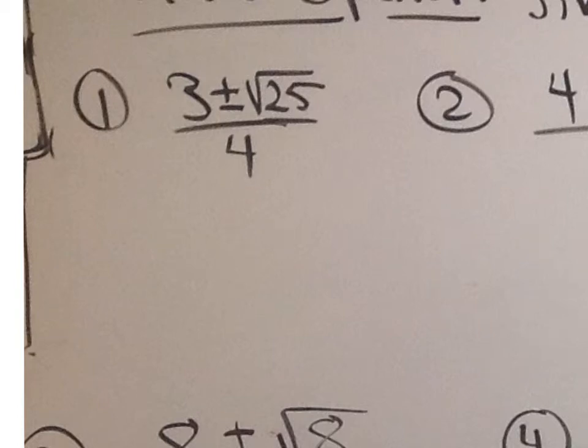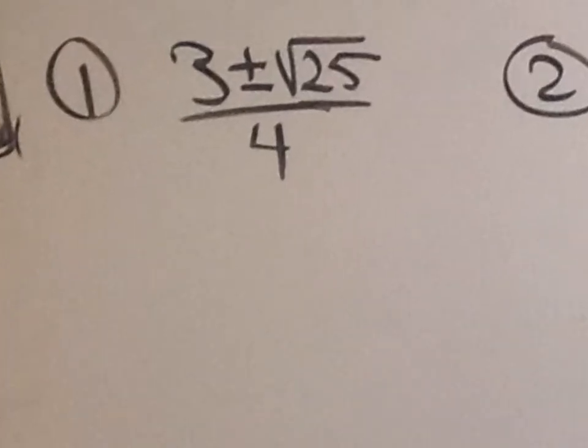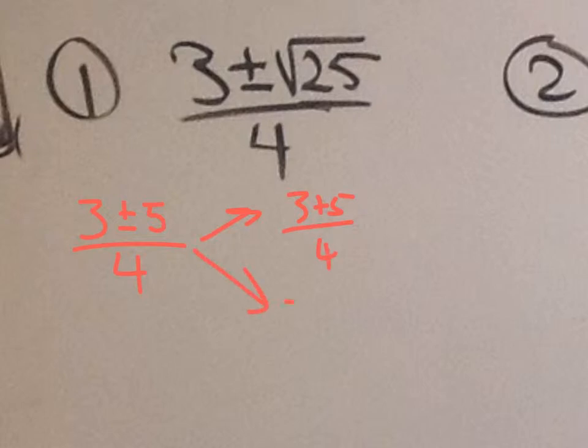To explain this one more time, a little bit clearer for everybody. You could simplify the square root of 25, and that's going to be 5. So you really have 3 plus or minus 5 over 4. And that's really saying two things: 3 plus 5 over 4, and also 3 minus 5 over 4.